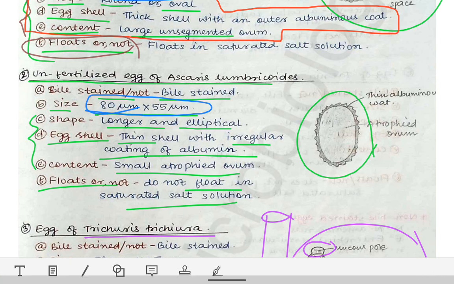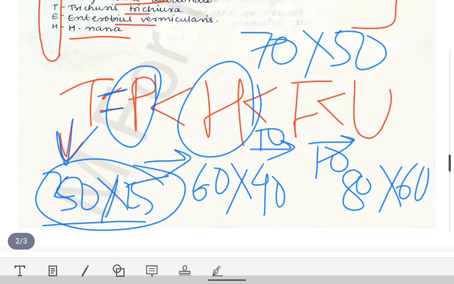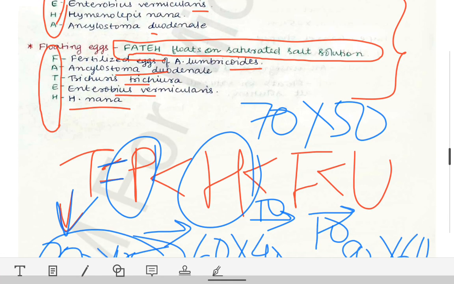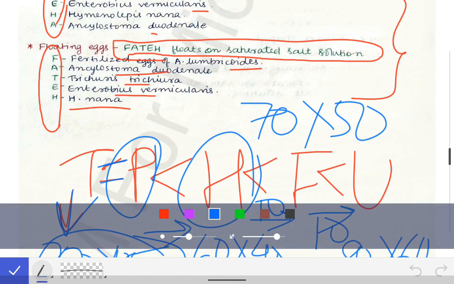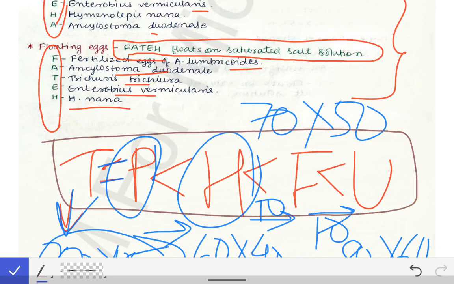Okay. So by just increasing 10 points, you will be able to remember the size of the different eggs also. The size of the different eggs is also done. Just remember this trick or this mnemonic, that is TPHFU, and just increase the length and the breadth by 10 micrometer each time when you go to the next parasite egg.